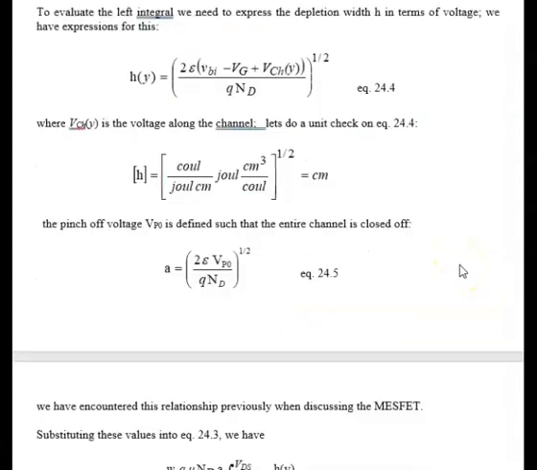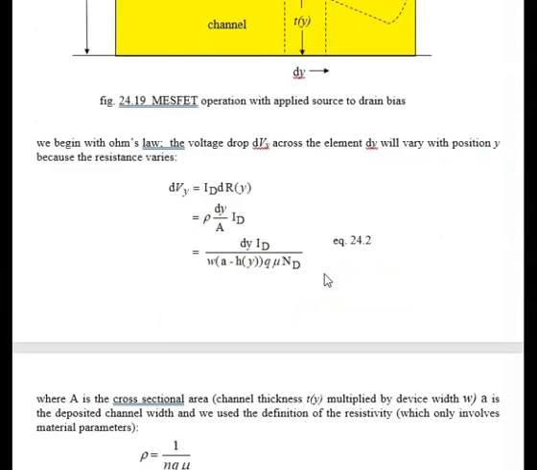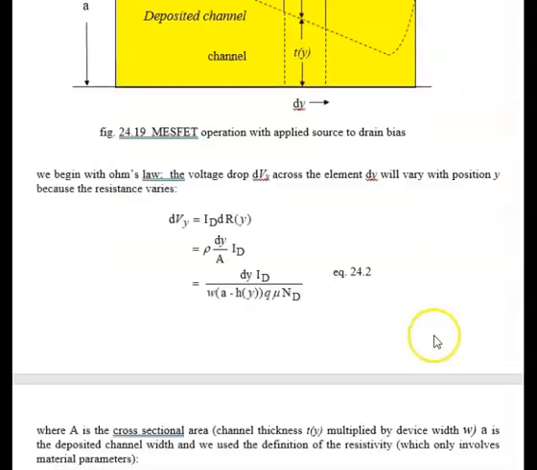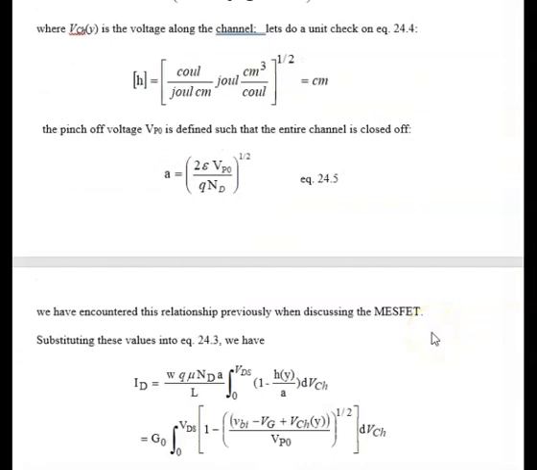Also from chapter 20, we have this thing called pinch-off voltage, and that's defined when the entire channel is pinched off independent of VDS. The voltage VG is such that this line here becomes a horizontal line right at the positive channel edge, so no current can flow. And that is what we call pinch-off voltage.